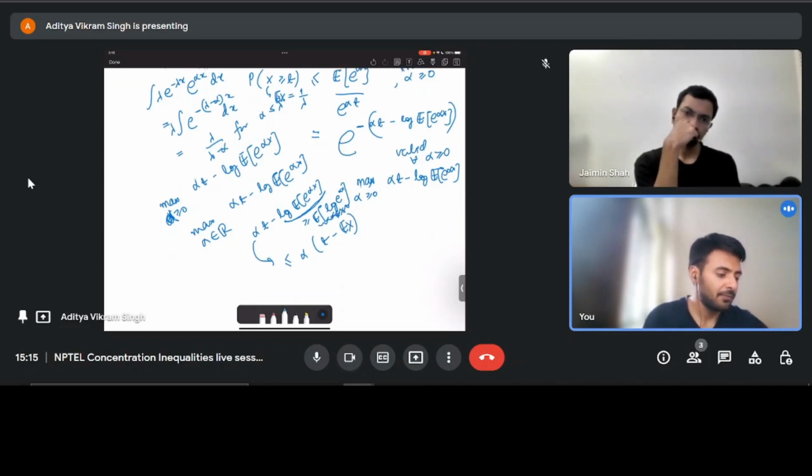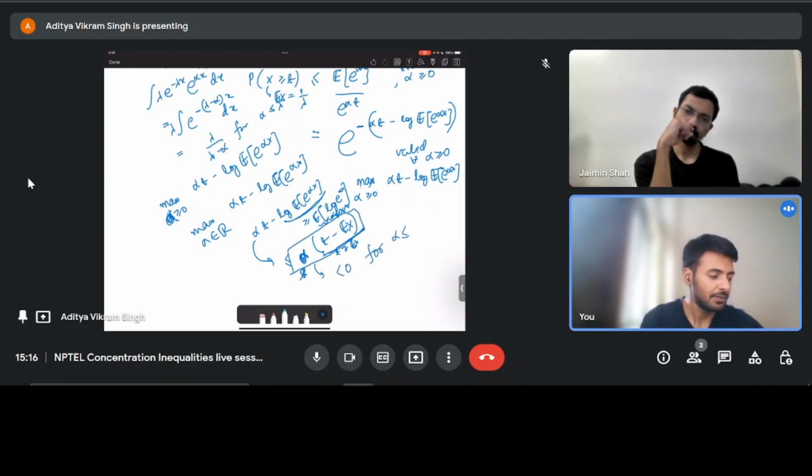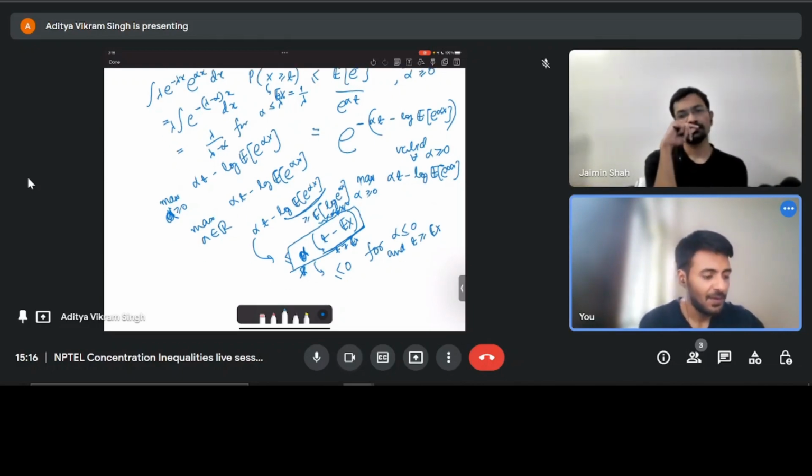So what this means is that when t is more than expected value of x, this is positive, so we don't worry about that. And then what happens for alpha less than 0 is that this becomes negative. This whole quantity is less than 0 for alpha less than or equal to 0 and t greater than or equal to expectation of x. So we know that this quantity is less than 0 for alpha less than 0.